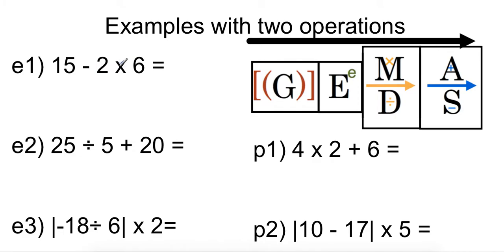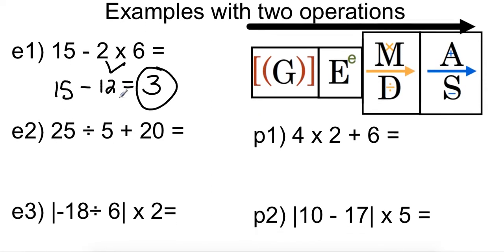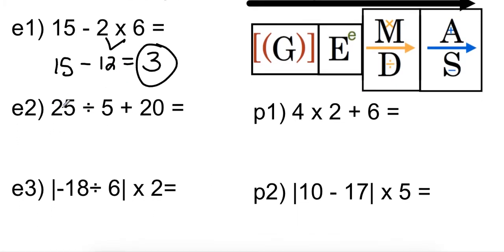So we have 15 minus 2 times 6. If I look at my order of operations, I see that multiplication comes first before subtraction. So I'm going to multiply 2 times 6, and that's going to be 12. I drop down everything else, including the 15 and the subtraction symbol. 15 minus 12 is 3. Now following this, we have 25 divided by 5 plus 20. I see that division takes priority before addition. So I want to divide 25 by 5, which gives me a quotient of 5. I drop down everything else. 5 plus 20, which equals 25.